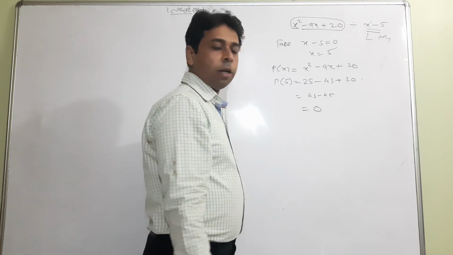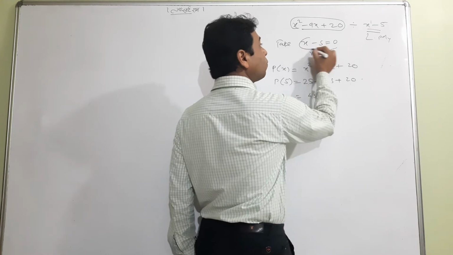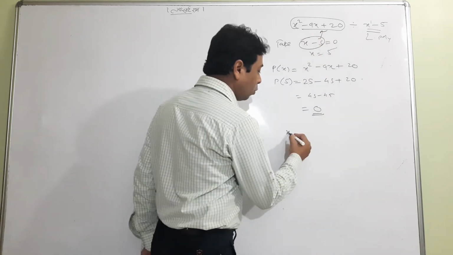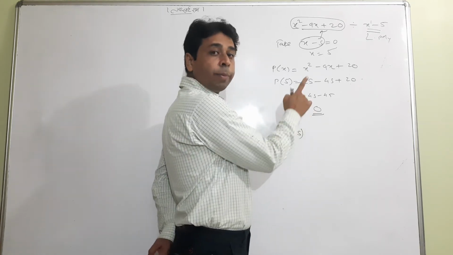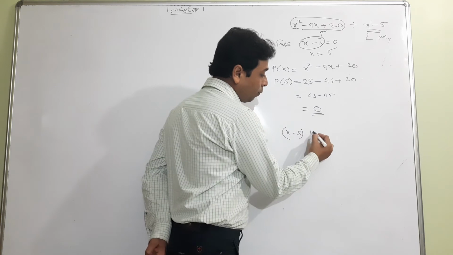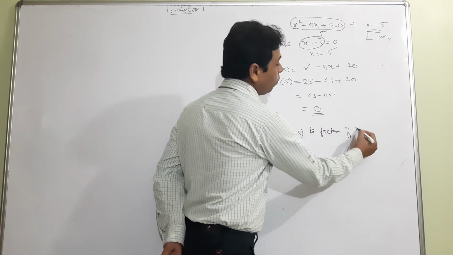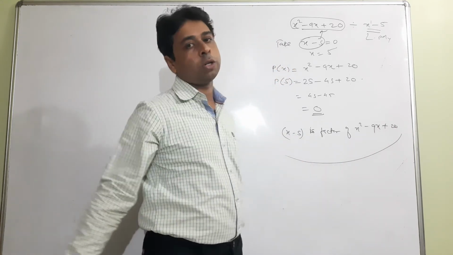What did you get? The remainder is 0. It shows that x minus 5 is a factor of this one. Very good concept you are getting. When the remainder is 0, x minus 5 is a factor of x square minus 9x plus 20. This is a very good sentence you got, student.